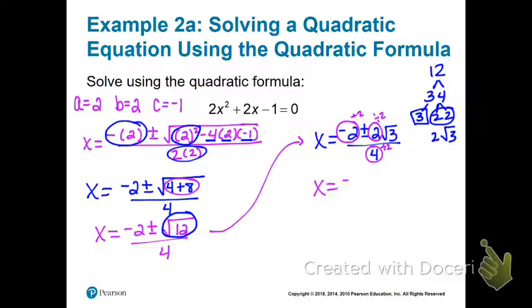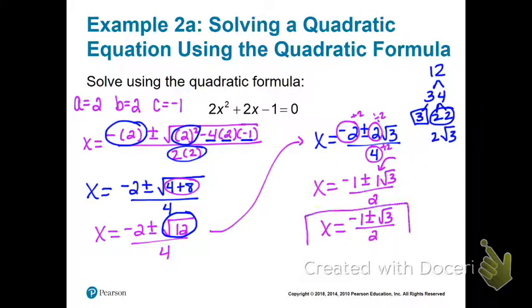And so I get negative 1 plus or minus 1 square root of 3 all over 2. But remember, this 1 that's in front of the radical is just 1 times the square root of 3. So I could rewrite this as x equals negative 1 plus or minus the square root of 3 all over 2. And that will be our solution.